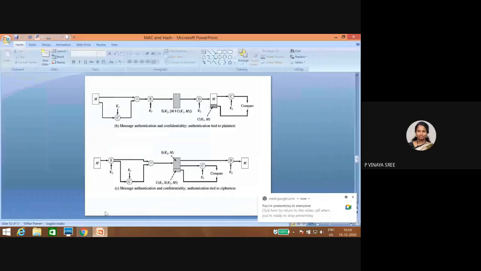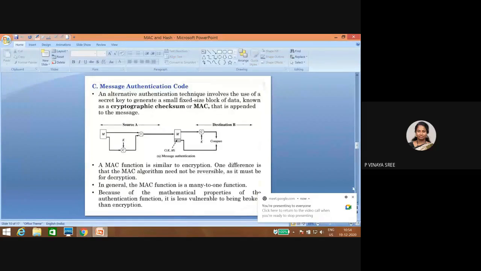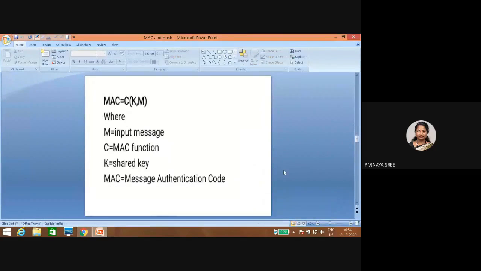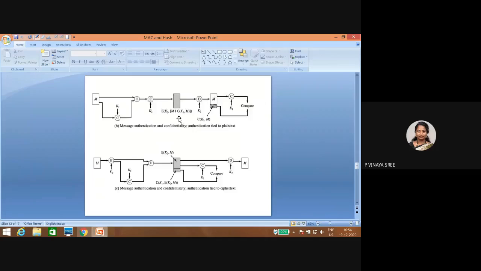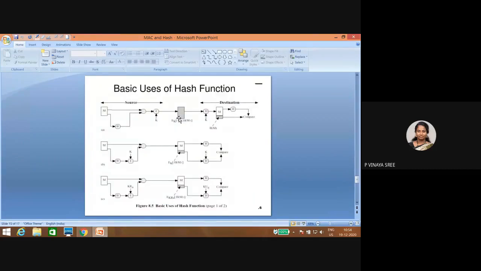Whereas in a MAC, we only use symmetric. This is your MAC. We only use symmetric. Never do you use public and private keys in a MAC. Whereas in a hash function, for providing authentication, we'll be using a symmetric key. That is one way for providing confidentiality and authentication.